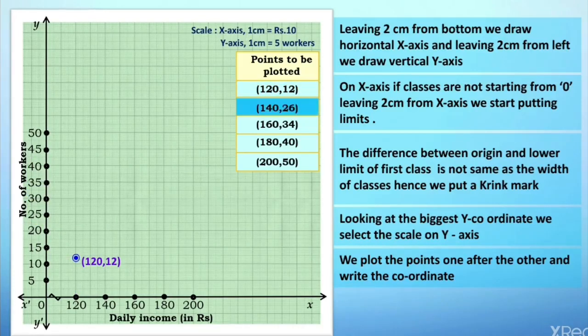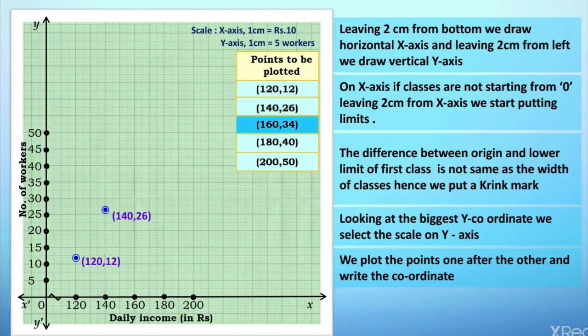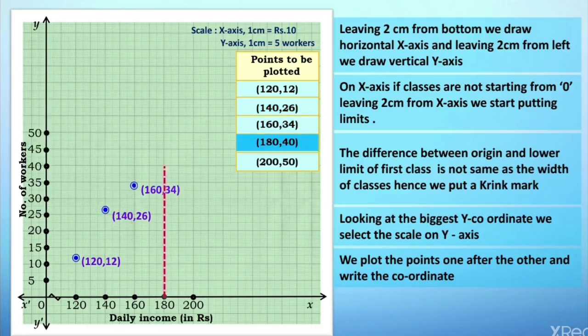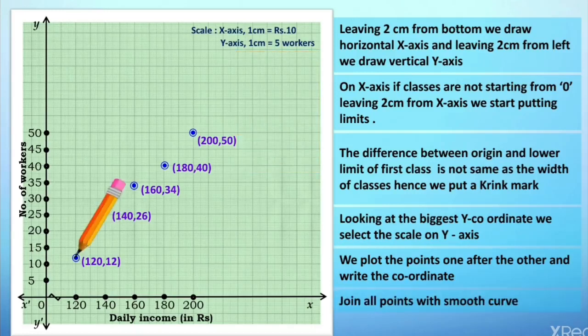The second point is 140 and we consider the y coordinate as 26 and we mark 140, 26. Subsequently, we mark 160, 34. Then we mark 180, 40, and the last one is 200, 50. Once we plot all these points, we just need to join them using a smooth curve like this. With this, we now know how to draw ogive curve of less than frequency type.